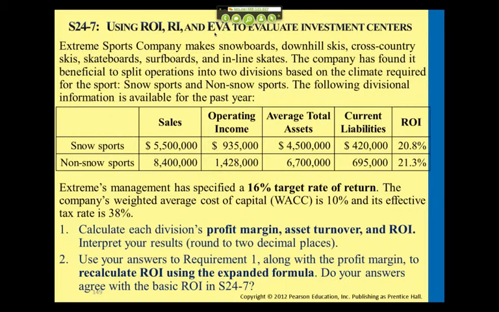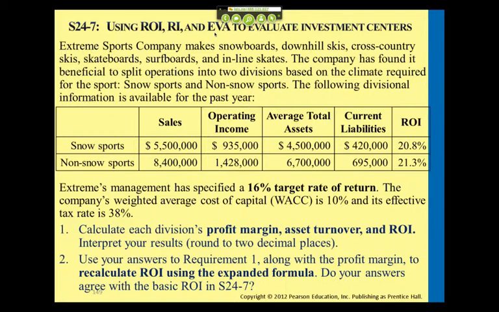So what we have here is our extreme sports company. They make snowboards, downhill skis, and such. The company found it beneficial to split operations into two divisions based on the climate required for sports: snow sports and non-snow sports. The following division information is available.